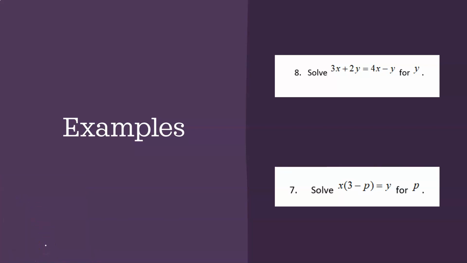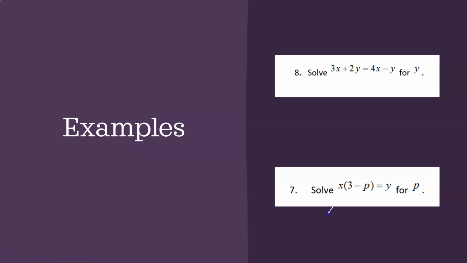Okay, number 7 is x times the quantity of 3 minus p equals y, and we're solving for p. So if I rewrite, okay, the first thing I want to do is get rid of that x. It says multiply, so I'm going to divide by x. So now I have 3 minus p equals y over x. I'm going to subtract 3 from both sides, which will give me negative p equals y over x minus 3.